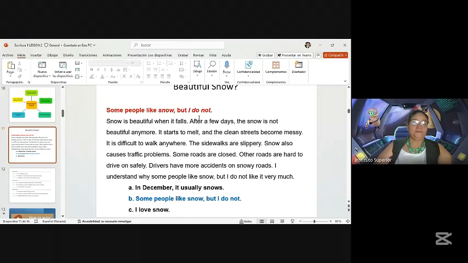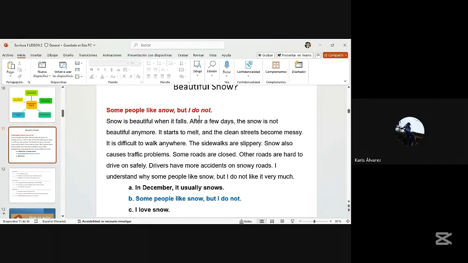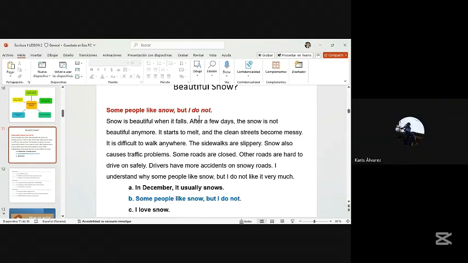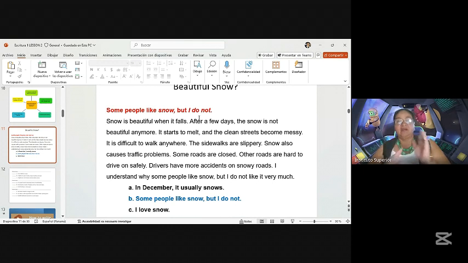Beautiful snow. Some people like snow, but I do not. Snow is beautiful when it falls. After a few days, the snow is not beautiful anymore. It starts to melt, and the clean streets become messy. It is difficult to walk anywhere. The sidewalks are slippery. Snow also causes traffic problems. Some roads are closed. Other roads are hard to drive on safely. Drivers have more accidents on snowy roads. I understand why some people like snow, but I do not like it very much. Okay, stop here.